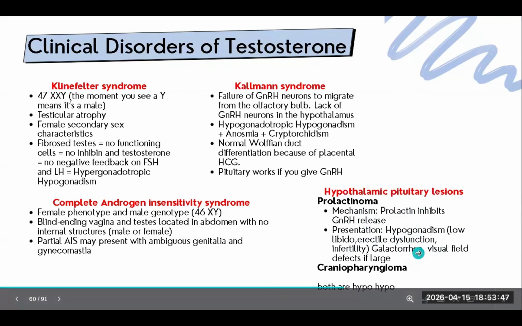And you also have craniopharyngioma. Both of these are hypogonadotropic hypogonadism.